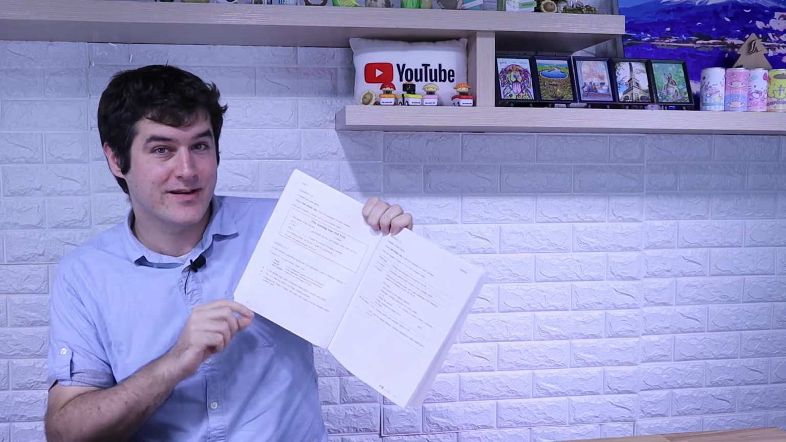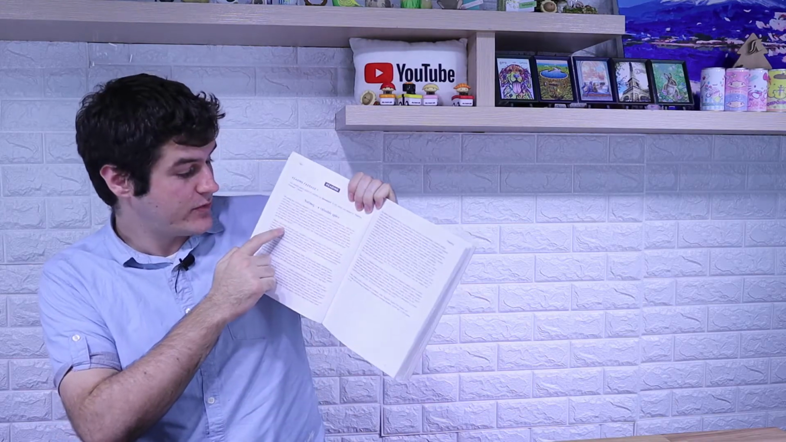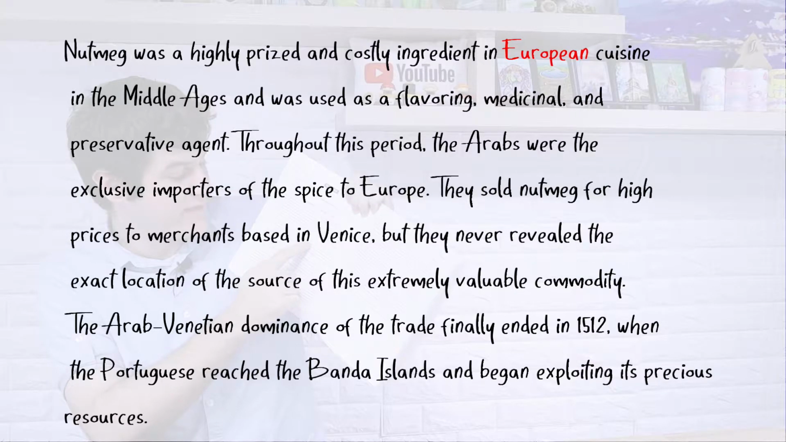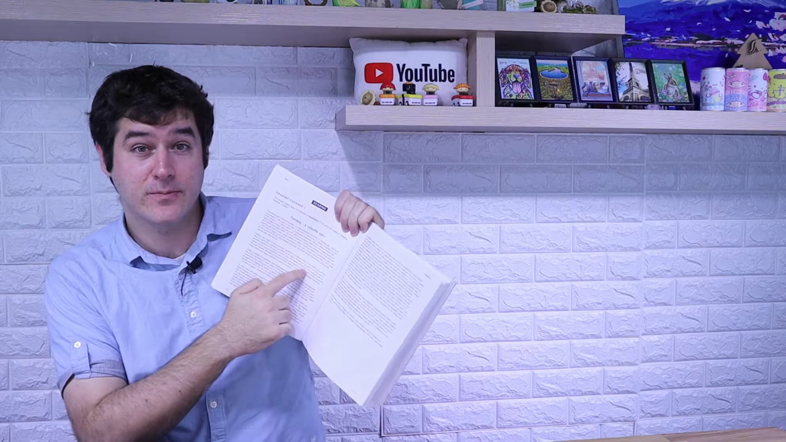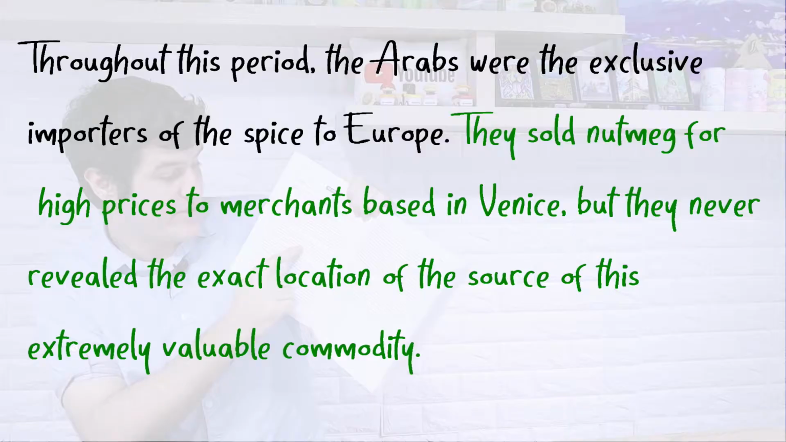First thing we need to do, see if they talk about this at all, given or not given. The answer is clearly in paragraph 2. They talk about Europeans and Middle Ages. We know this is the right paragraph. Now we need to find if they talk about Europeans knowing where it is. The correct answer is this sentence: "They sold nutmeg for high prices to merchants based in Venice, but they never revealed the exact location of the source of this extremely valuable commodity."